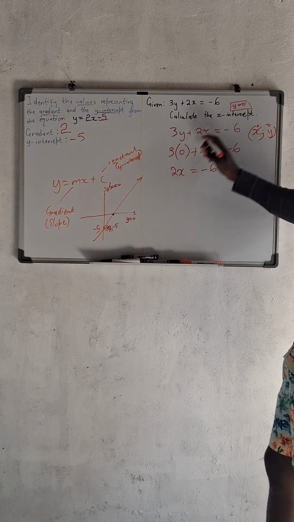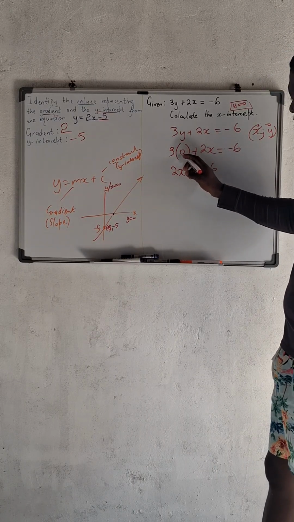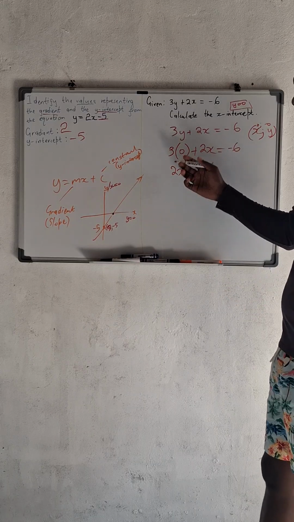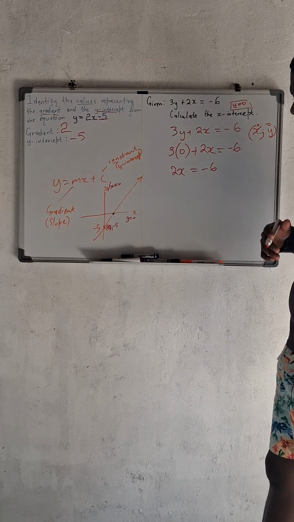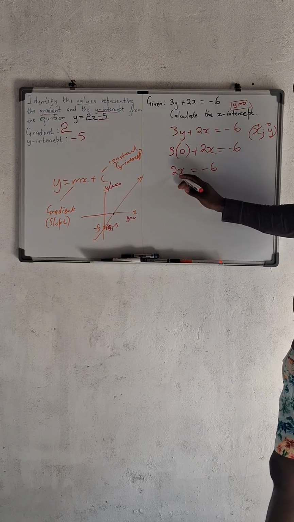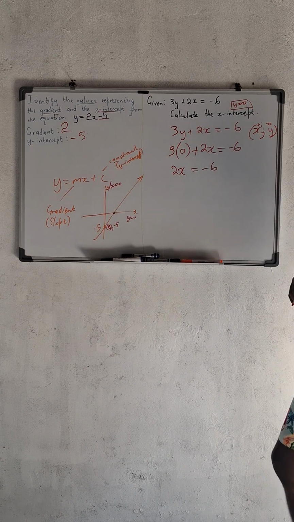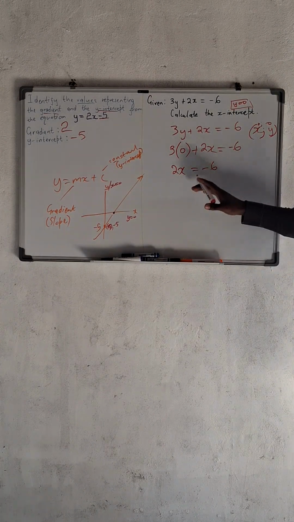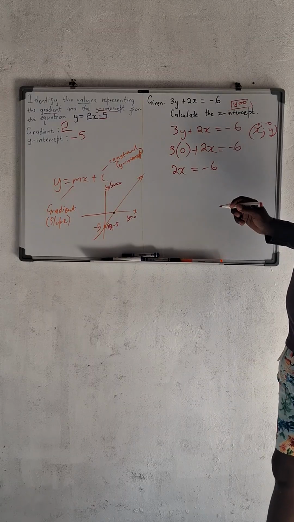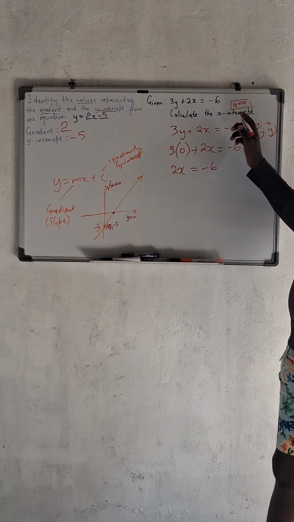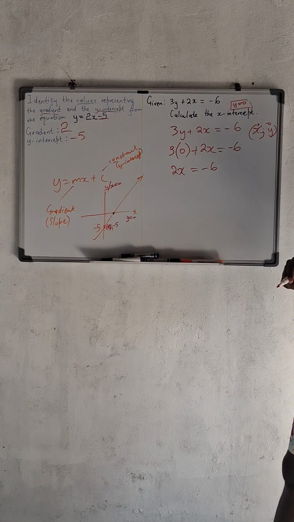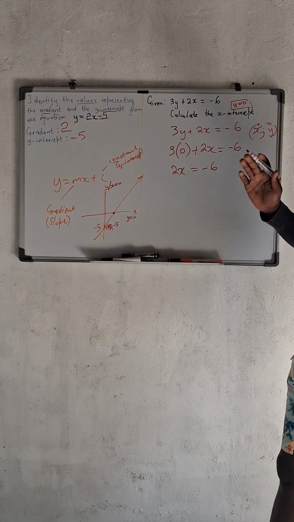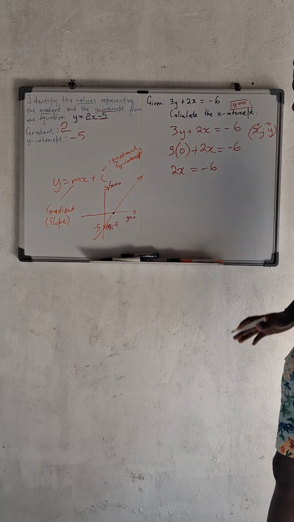So I cannot transpose a 0. 3 times 0 is 0. I'm multiplying 3 with nothing, I'm going to get nothing. So I'm left with 2x is equal to negative 6. I'm still following that far. Now, remember I'm looking for the x value. I already know y is 0 when it's the x-intercept. I'm going to keep repeating that because it's very, very important.